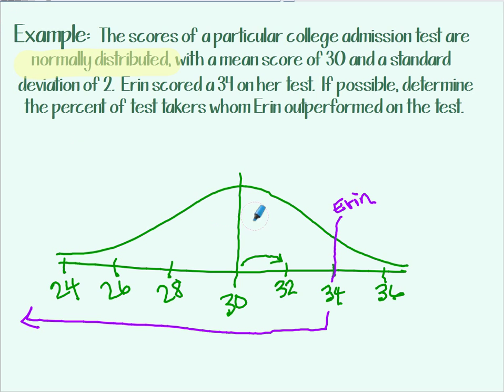First of all, this middle line, this mean, is a natural break in my normal curve. So I'm going to break my data into 2 parts. I have the part to the right of the mean, and I have the part of my graph that's to the left of the mean.